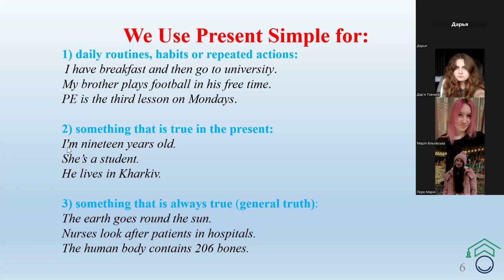Can you see the examples? 19 years old. She's a student. He lives in Kharkiv. He lives in Kharkiv, yeah. So we can't say that it is our daily routine, our habit, yeah. It is something that is true now, yeah, true about us. So, and then we use present simple to talk about something that is always true. Some general truths, facts, yeah.